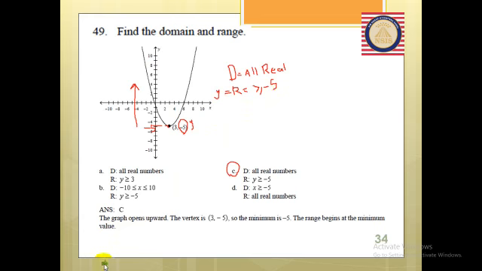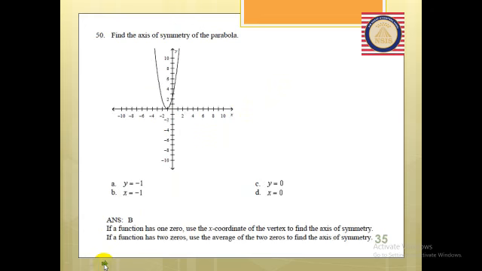Excellent, grade 9. Let's complete number 50. Find the x of symmetry of the parabola. It's a nice question. Remember how to find the x of symmetry? First, I'm going to find the vertex. What is the vertex here? The vertex here is (-1, 0). X is -1 and y is 0. So this is my vertex.